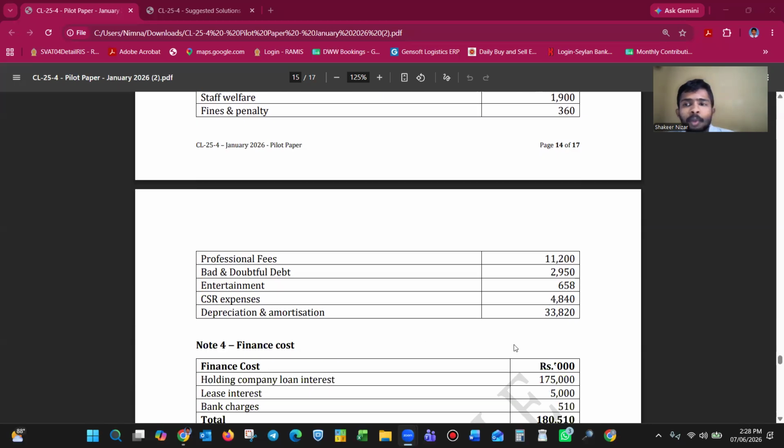So here you have professional fees, bad and doubtful debts. Entertainment is not allowed actually, though sometimes it may be allowed based on the context. That is a CSR expense. Depreciation and amortization are not allowed; instead we have to charge the capital allowances as per the given useful life in the IRD Act. Land is not subject to depreciation. A building is 20 years, or 5% per annum.